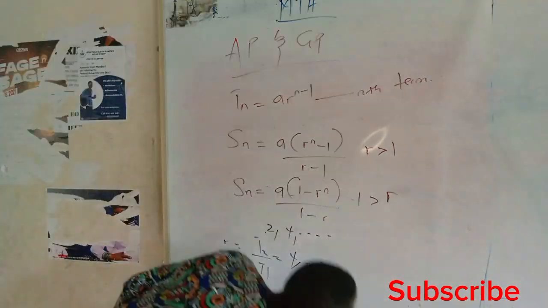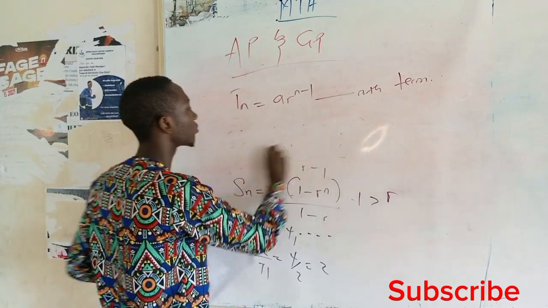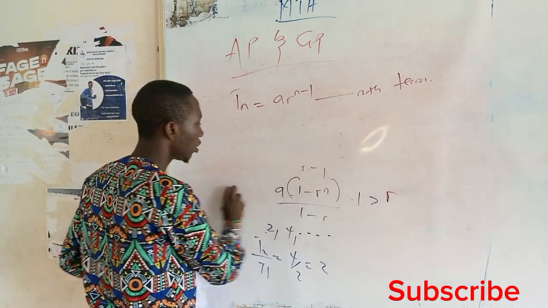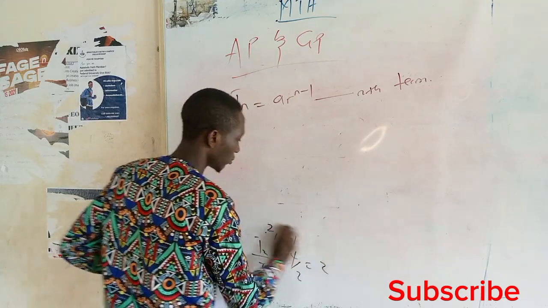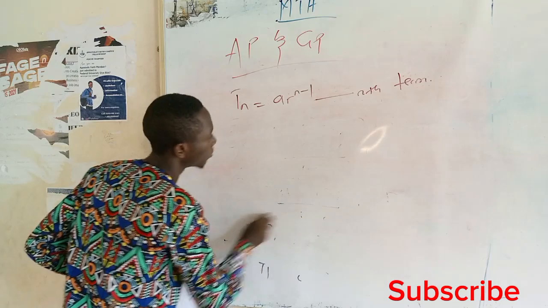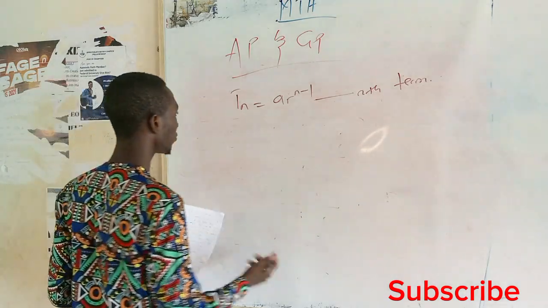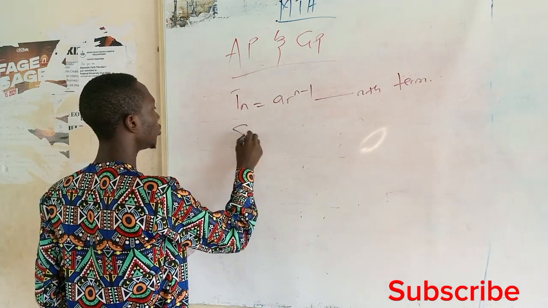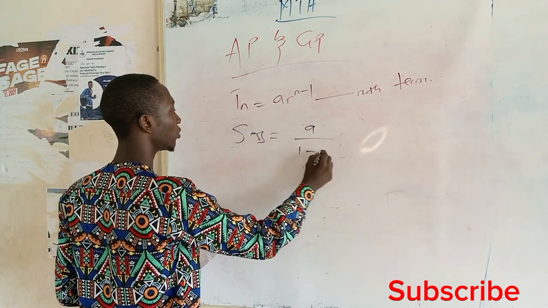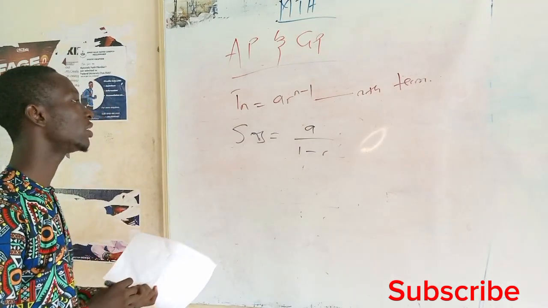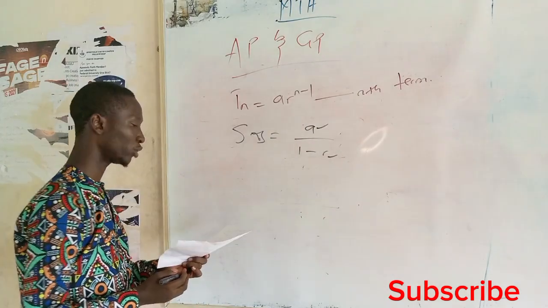Now another formula to note under GP is sum to infinity. So the sum to infinity formula is a over 1 minus r. You know your a is your first term, r is the common ratio.